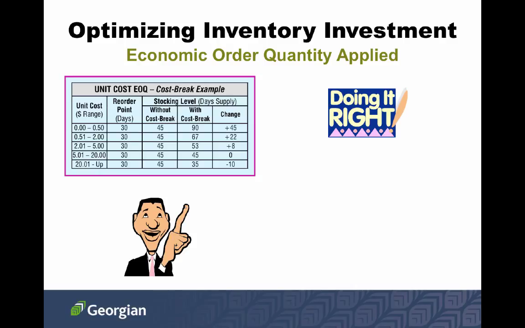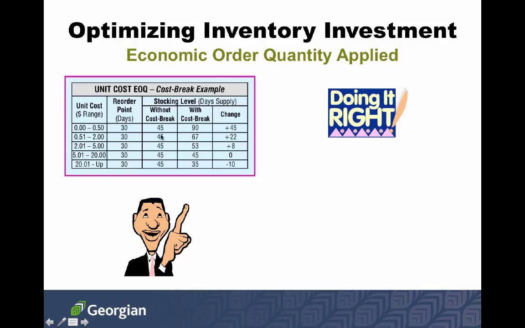And unit cost EOQ, as we are calling it here, is usually applied on a cost break or cost range basis. And here is how it will work. We have the 0 to 50 category. My normal stocking level in it, that is 45 days, and I now decide I want to double that to 90 days, so it's a change of plus 45 days supply in the stocking level.